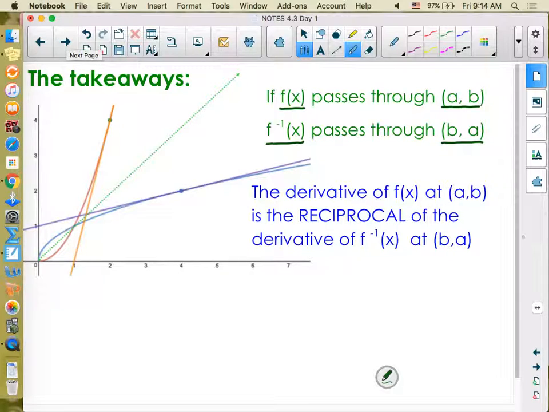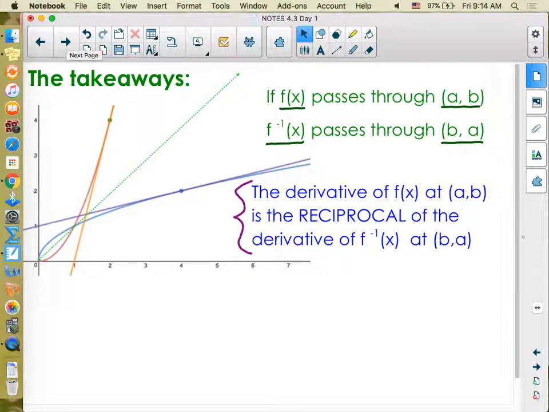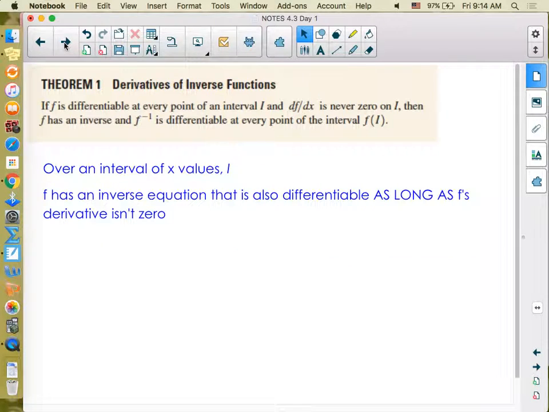At those 2 points, the derivative of the first one would be the slope at (a, b), and the derivative of the second one would be the slope at (b, a), and their slopes would be reciprocals of each other, because I'd be switching the y and x in my slope. So because of that, they put in this theorem.